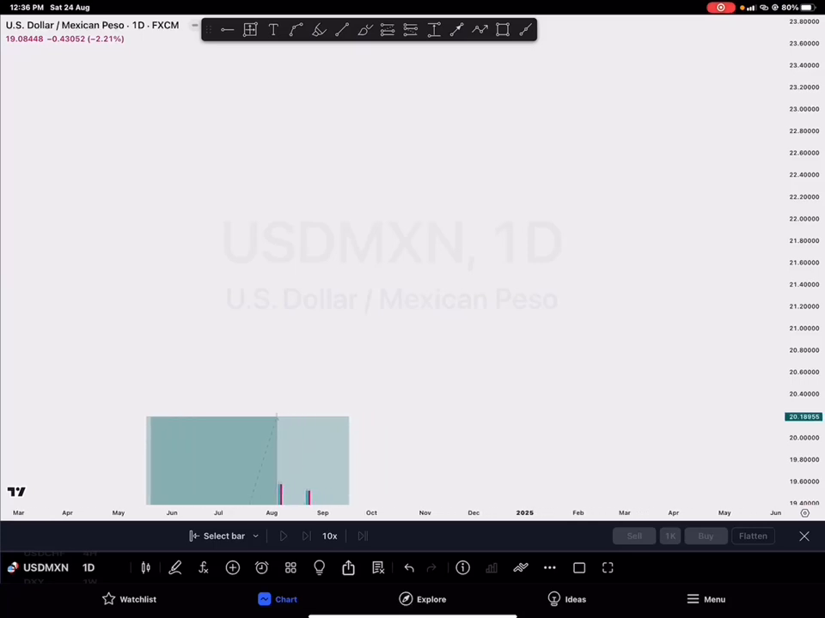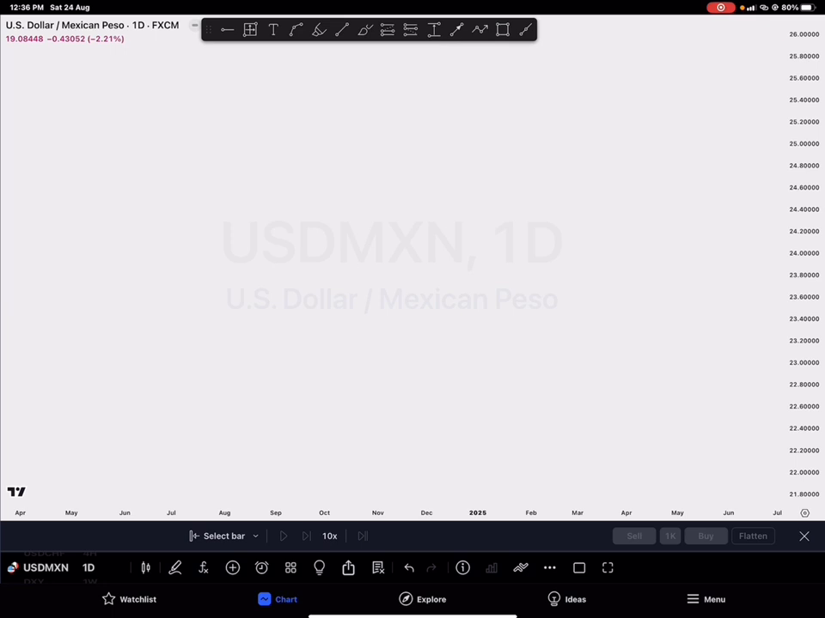So that's how we use the higher time frame normal liquidity engineering to make money. Secondly, let's look at the lower time frame normal liquidity engineering.